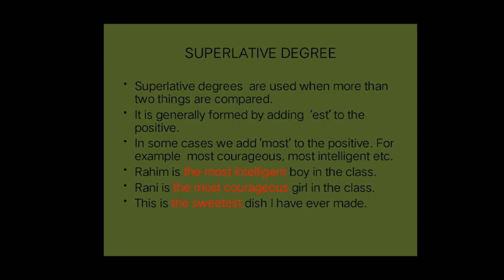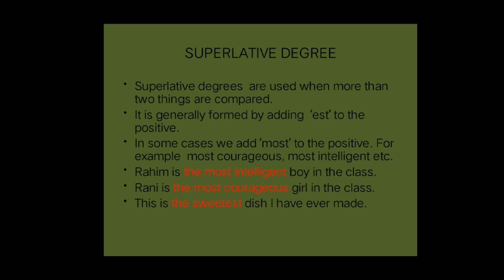It is generally formed by adding est to the positive degree. In some cases, we add most to the positive. Examples: the most intelligent, the most courageous, the sweetest. Here, don't forget to use the before most. That is important. So, the first example, Rahim is the most intelligent boy in the class.